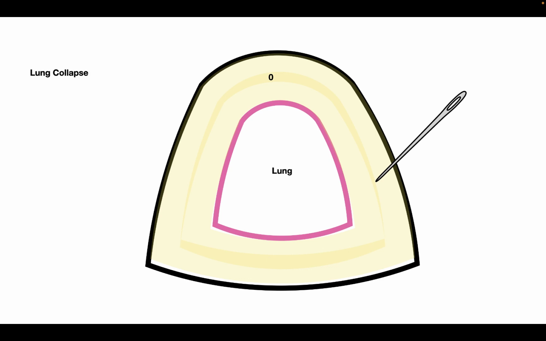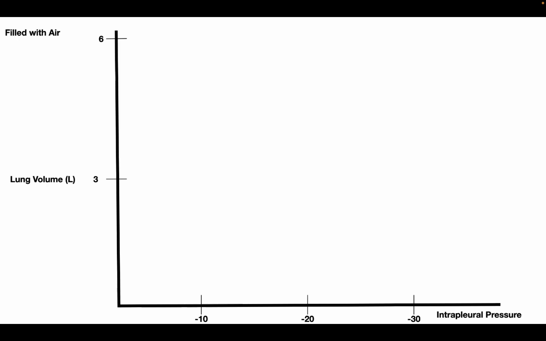Now, we're going to insert a chest pump into this person and start removing the air. When we do so, we're going to decrease the pressure inside the intrapleural space. We're going to see how much pressure is required before the lung starts to inflate again, and we can do that by looking at this graph. On the y-axis, we have the lung volume, and on the x-axis, we have the intrapleural pressure.